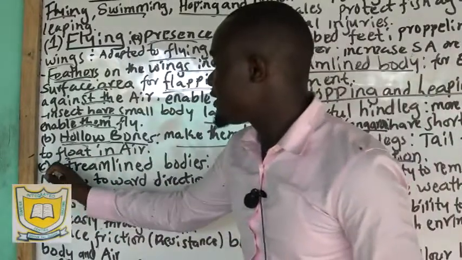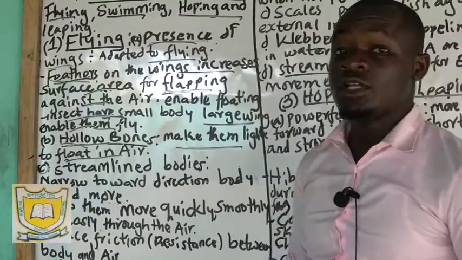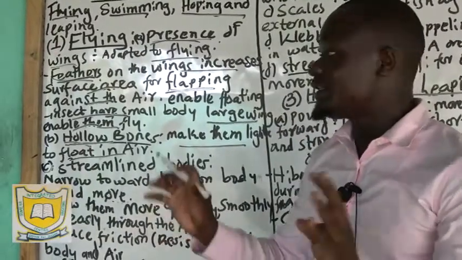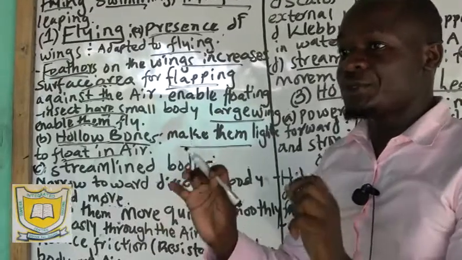Then we have number three characteristic or adaptation. We talk of these birds or these animals having what we call a streamlined body.